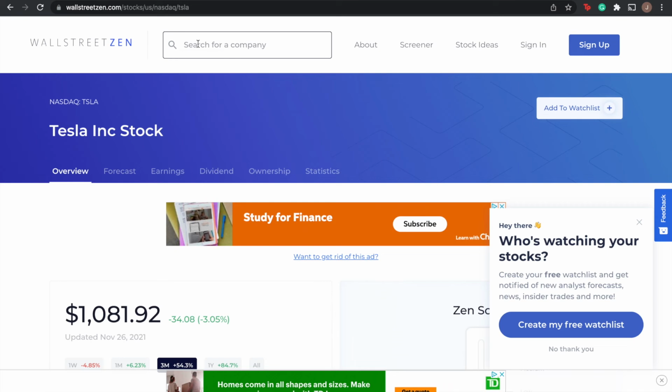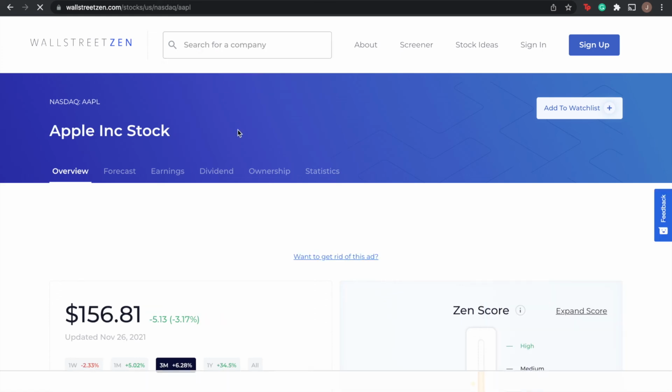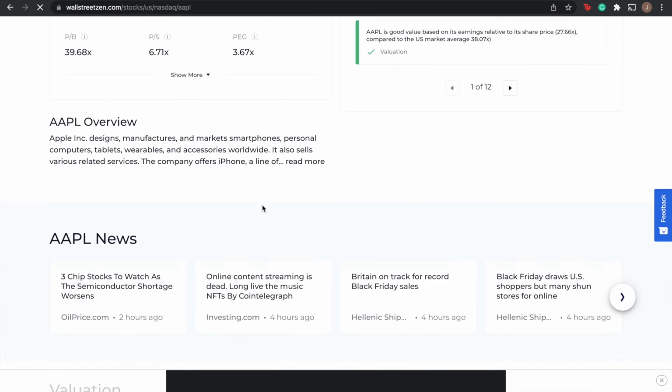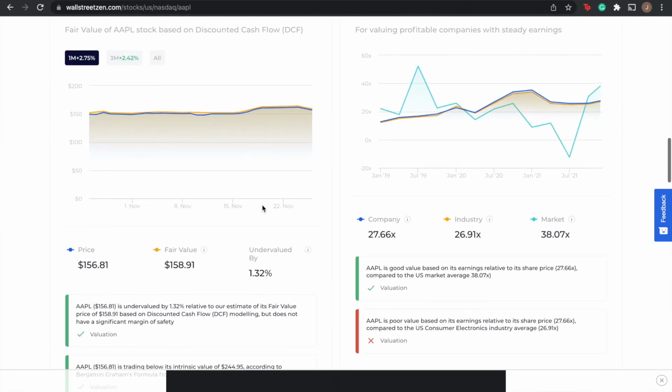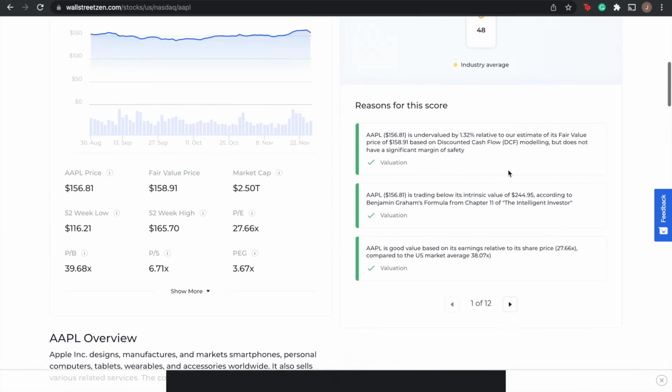Let's look at one more just to compare. Let's try Apple, my favorite example. So again, PE ratio 27.66, as we talked about before, and let's see how it compares. So an industry average of 26.91, it's kind of just over that industry average at 27.66, and the market, it is below currently.